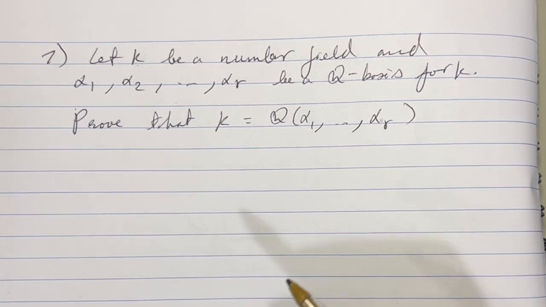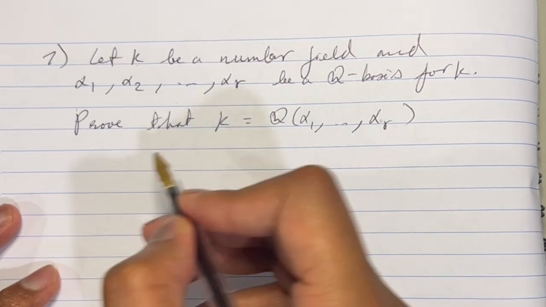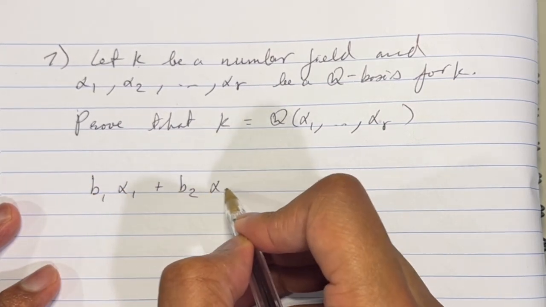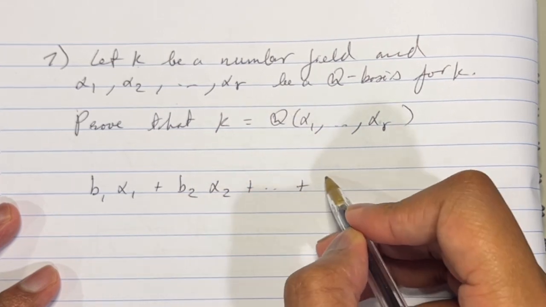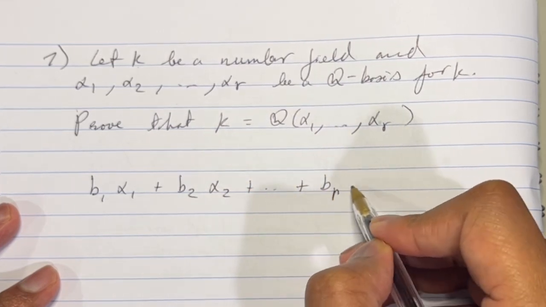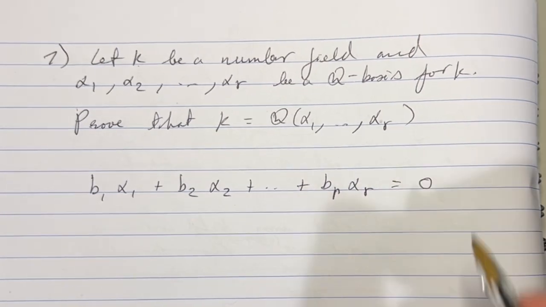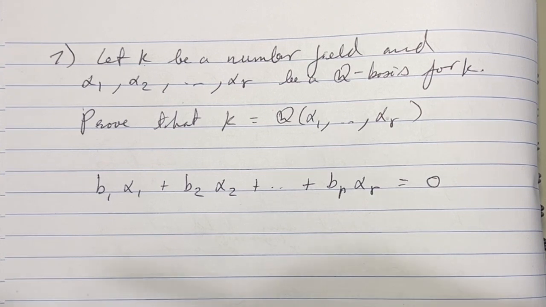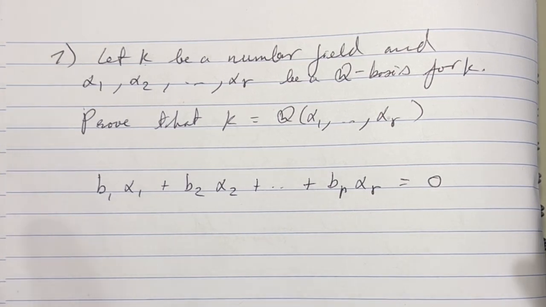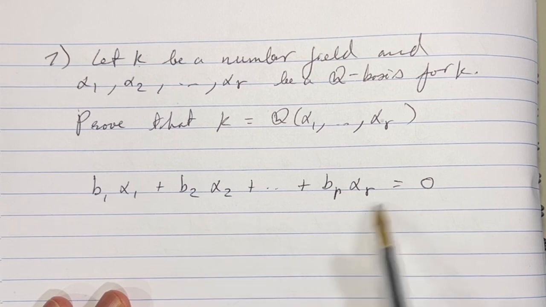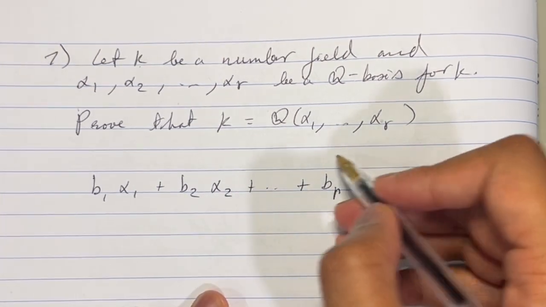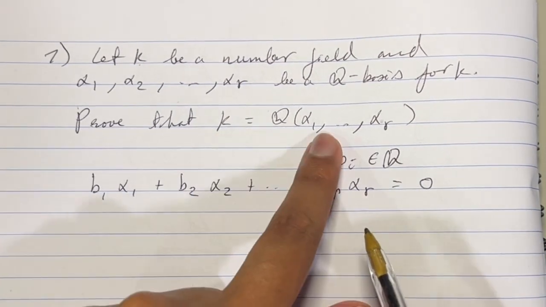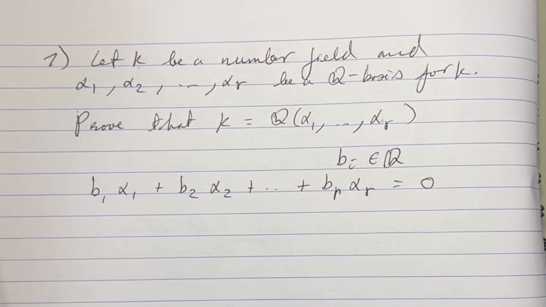An easier way to say this is like if we have some b1 α1 plus b2 α2 and so on up to bR αR equals 0, then all of these bi are 0. Right? So they're Q linearly independent and they span K. So every element in K can be represented as something of this form, where the bi are the rational numbers.